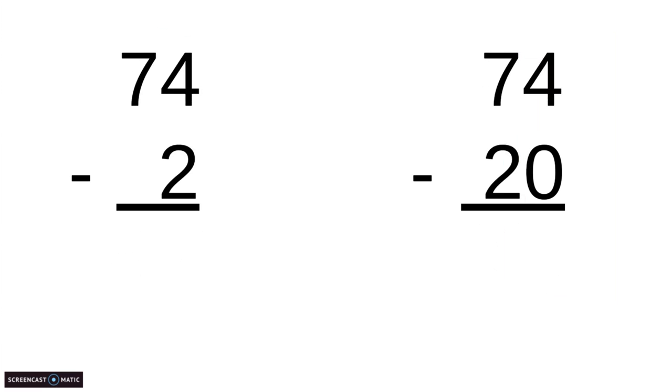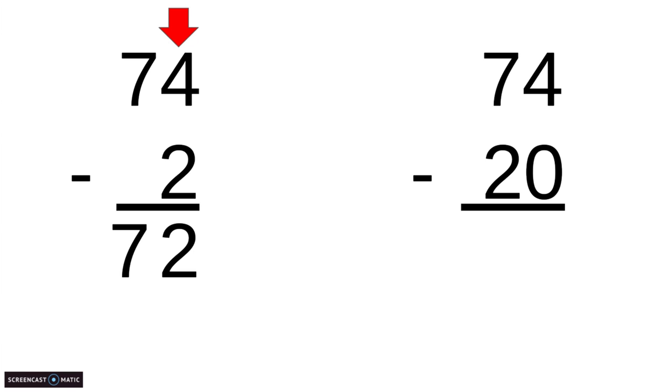Next, I have 74 minus 2 and 74 minus 20. For 74 minus 2, we're going to start with our ones. You can see our ones with this arrow. 4 minus 2 equals 2. 7 minus blank means 7 minus 0, and that equals 7. My answer here is 72.